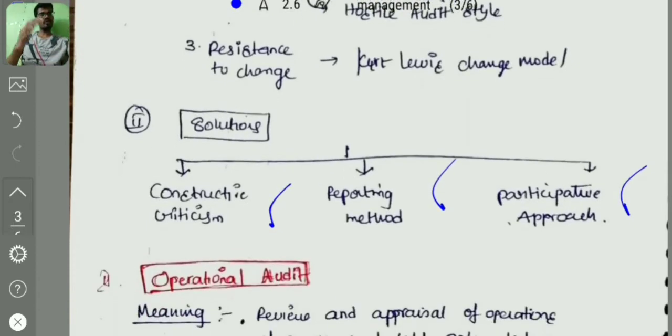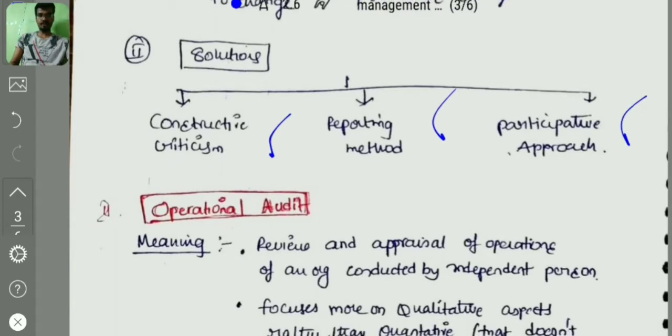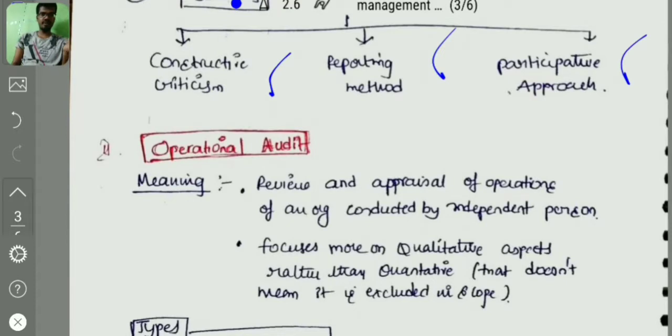We will conclude the management audit topic, and we are going to the next topic, operational audit. In the same way, operational audit can be defined in simple terms: review and appraisal of operations of any organization conducted by independent persons.